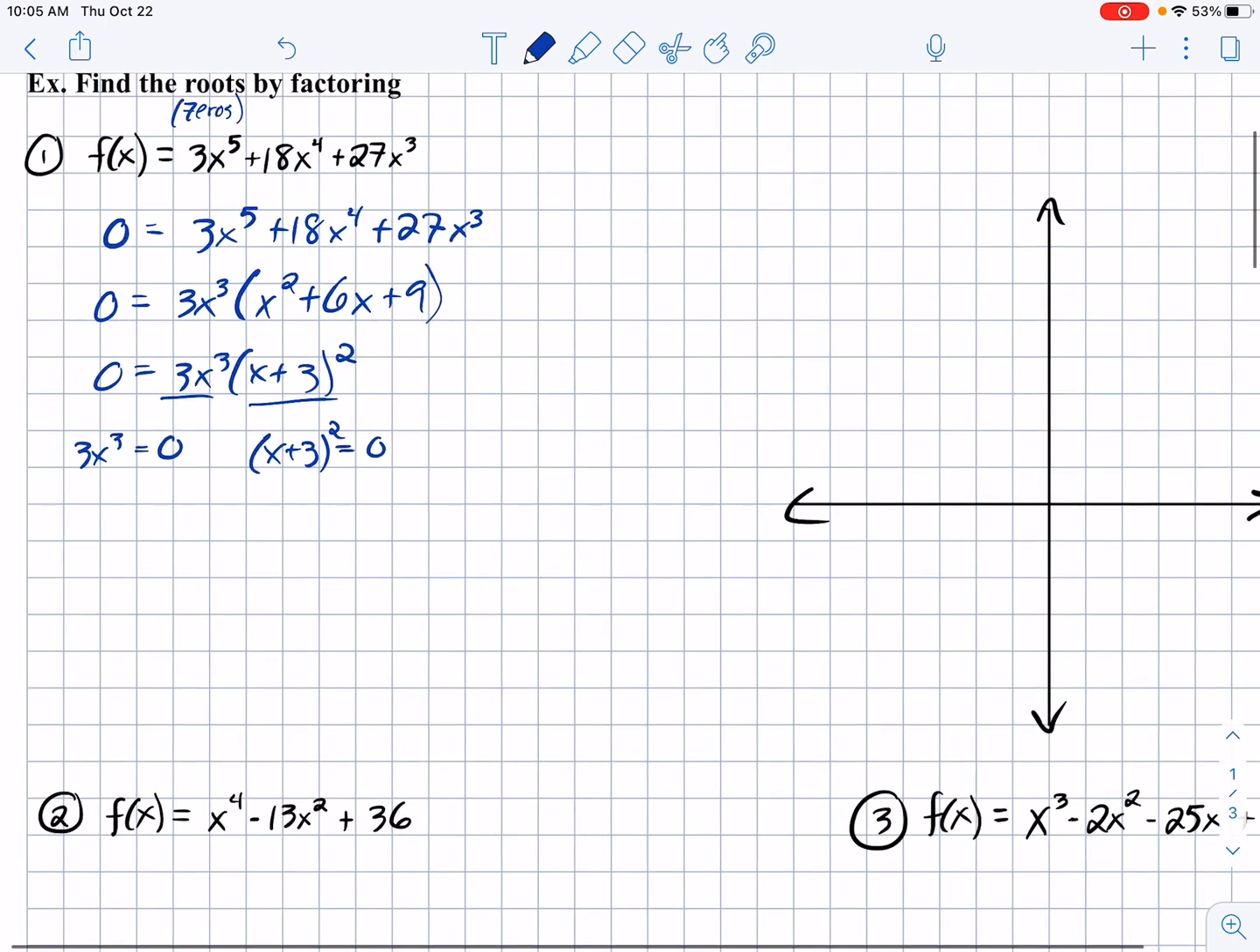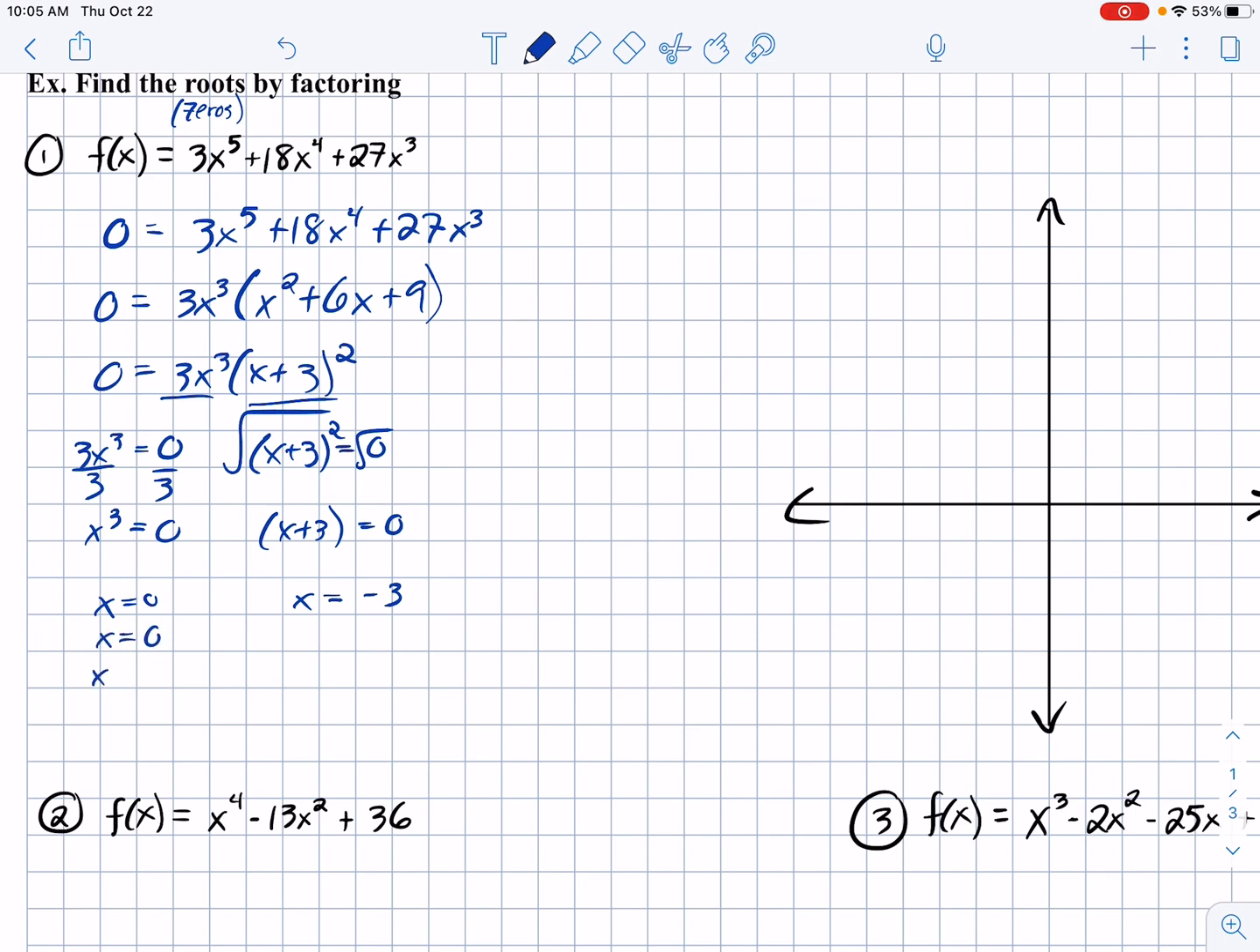Okay. If we were to solve for x, you would see that when we divide by 3, we get x cubed equals 0. We would take the square root, we get x plus 3, there's no plus or minus 0, so it just equals 0. But we get x equals 0, and we get x equals negative 3. One thing you should notice here is that this is x cubed equals 0, so you really have 0 as a solution 3 times. And here we have x plus 3 squared equals 0, so you really have negative 3 as a solution, or a root, 2 times.